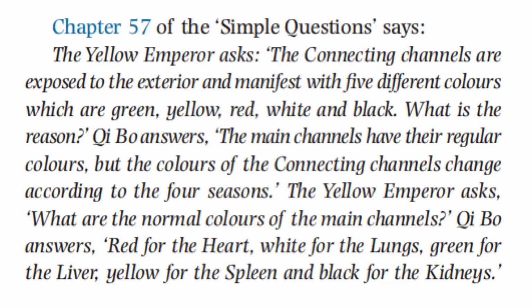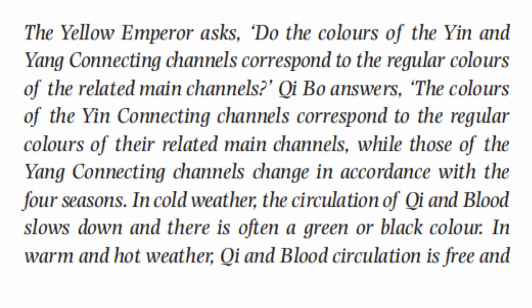Qi Bo answers: Red for the heart, white for the lungs, green for the liver, yellow for the spleen, and black for the kidneys. The Yellow Emperor again asks, do the colors of the yin and yang connecting channels correspond to the regular colors of the related main channels? Qi Bo answers: The colors of the yin connecting channels correspond to the regular colors of the related main channels, while those of the yang connecting channels change in accordance with the 4 seasons.